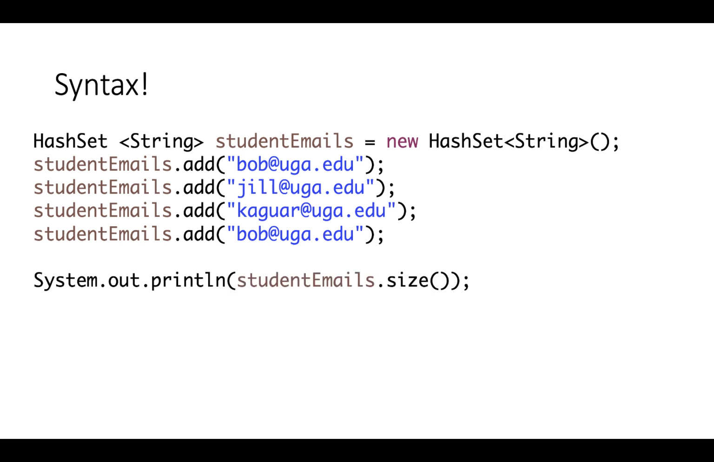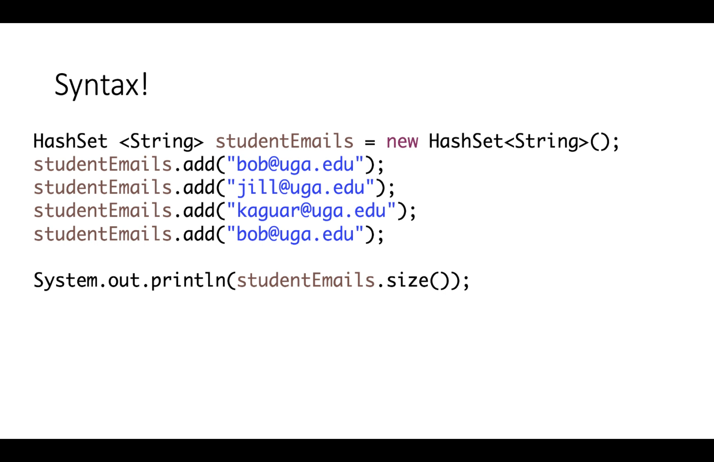So if I were to then run the code System.out.println(studentEmails.size()) to get the size, the int returned here that would be printed would actually be 3. It's going to ignore this duplicate request to add Bob's email. Notice here that just like with the array list, the method here is size, and I want to compare and contrast that with the .length() method that you might be familiar with for strings, and the .length attribute you might be familiar with for arrays. It's called size when you're working with hash sets.